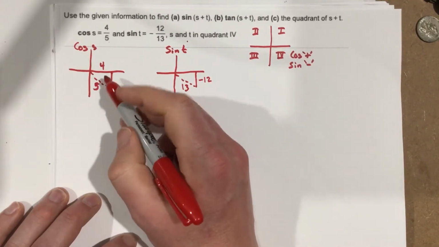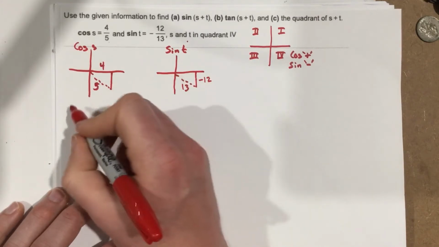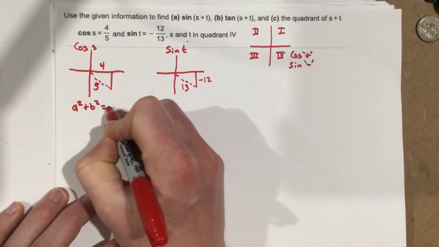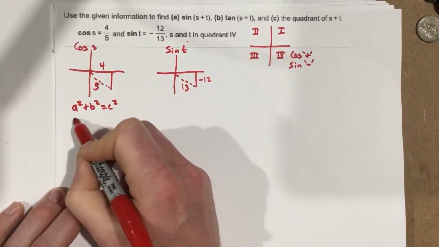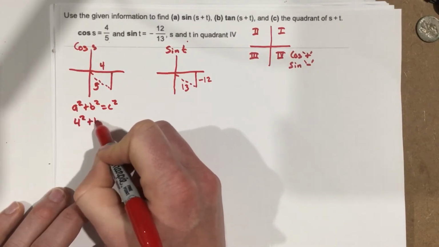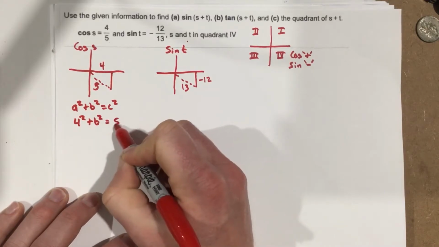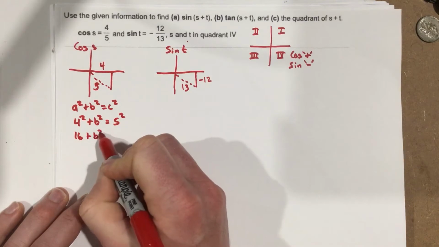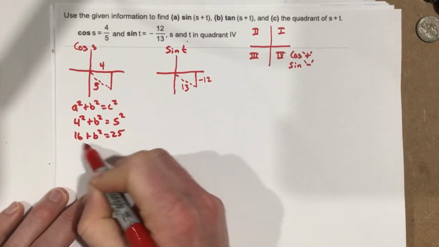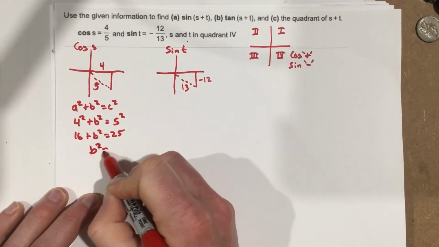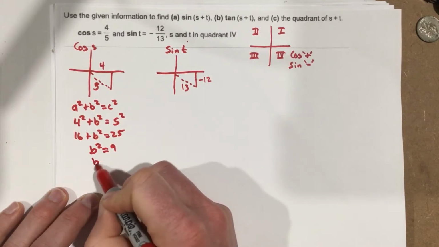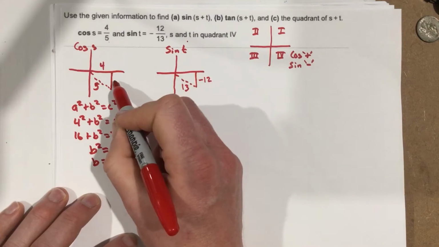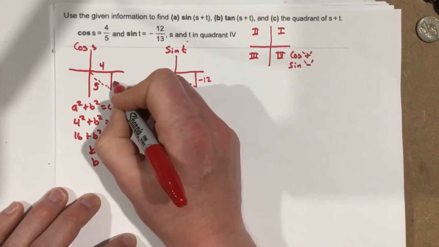Well, for this one, we can use the Pythagorean theorem. We can say that a squared plus b squared equals c squared. So we can say 4 squared plus b squared equals 5 squared. That's 16 plus b squared is 25. Subtract the 16, we get b squared equals 9. Square root it, we get b equals 3. So this side is 3, but it's not positive because we're in quadrant 4. It's negative 3.